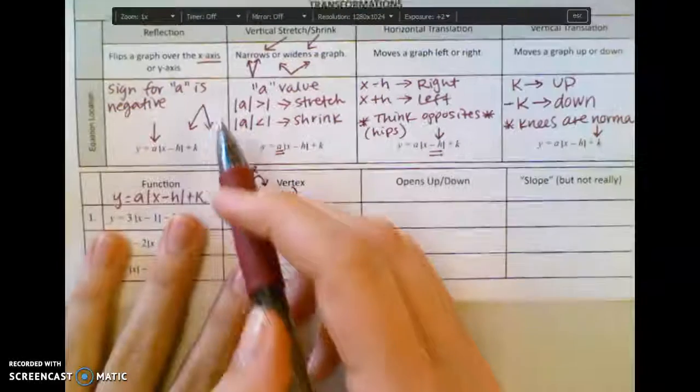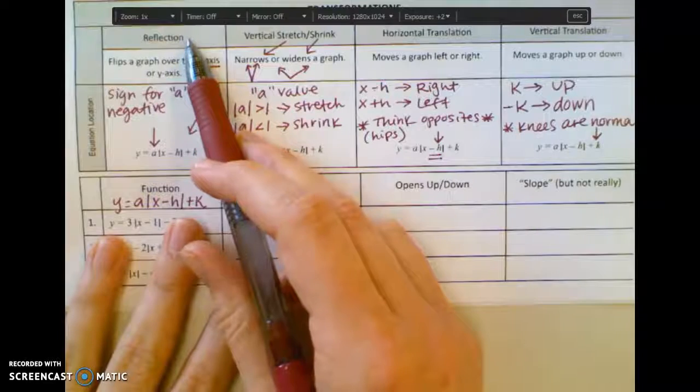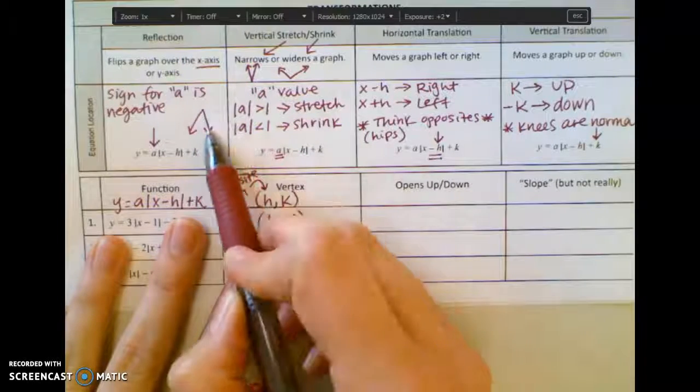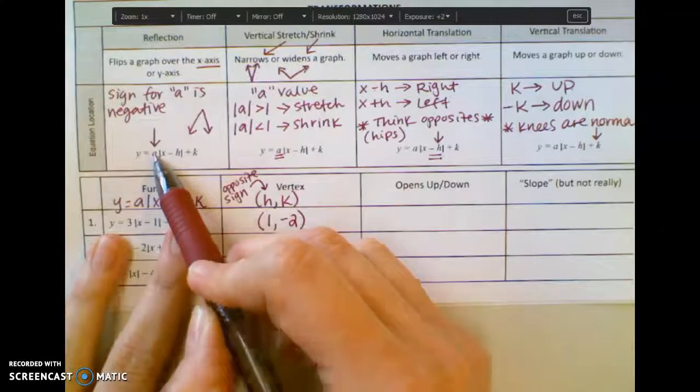This has to do with reflections. So for a reflection, we said it's going to open down if this a value is a negative.